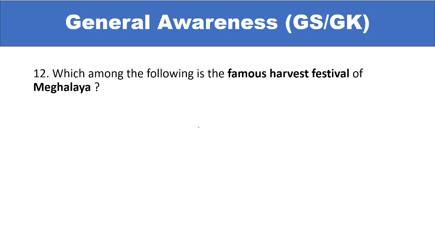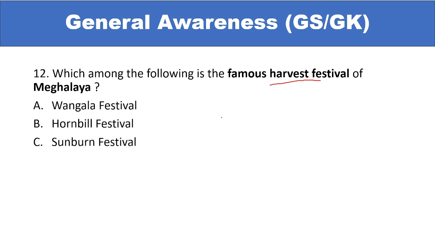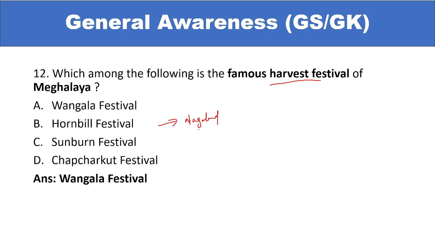Next. Which among the following is the famous harvest festival of Meghalaya? The options are Wangala Festival, Hornbill Festival, Sunburn Festival, Chup Chargut Festival. Yesterday, in one of the videos, we saw that Hornbill Festival is of Nagaland. So the famous harvest festival of Meghalaya is Wangala Festival. Gudi Padwa is Maharashtra.